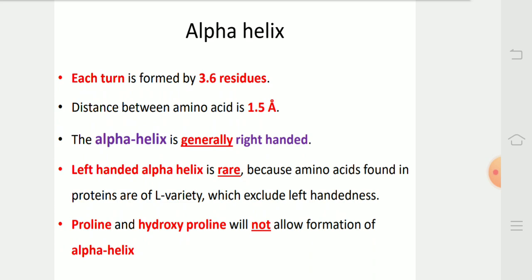Each turn is formed by 3.6 residues. The distance between each amino acid residue, that is translation, is 1.5 angstrom units. The alpha helix is generally right-handed. Left-handed alpha helix is rare because amino acids found in the protein are of alpha variety, which exclude left-handedness. Proline and hydroxyproline will not allow the formation of alpha helix.